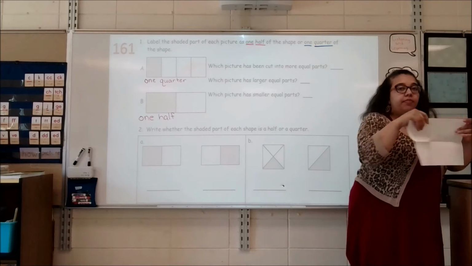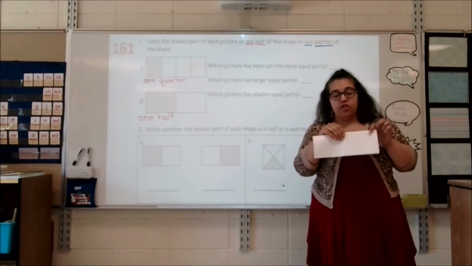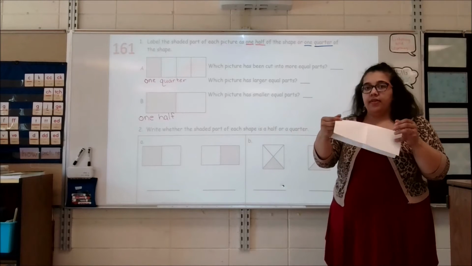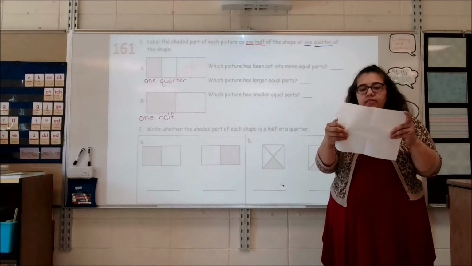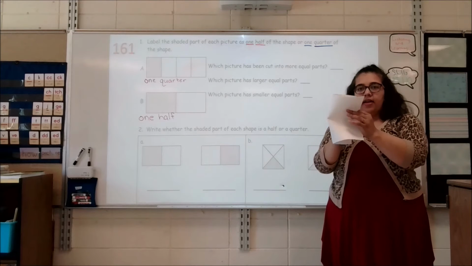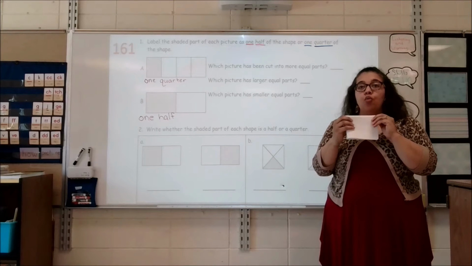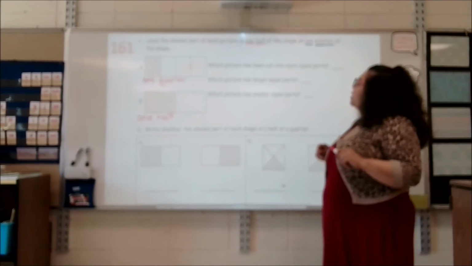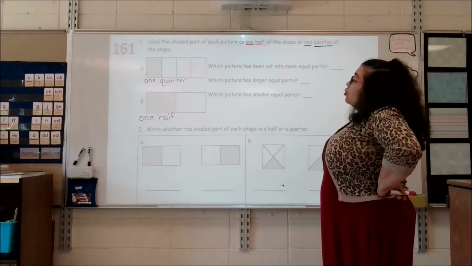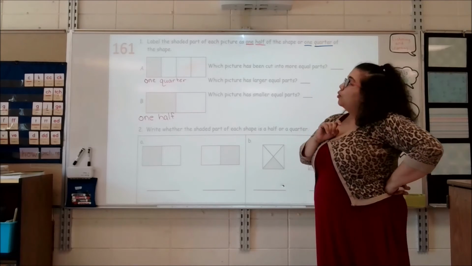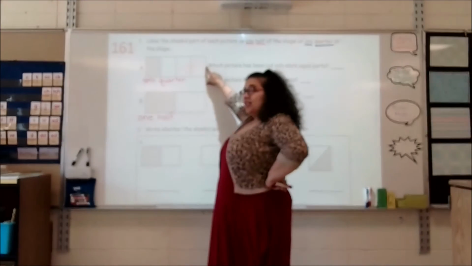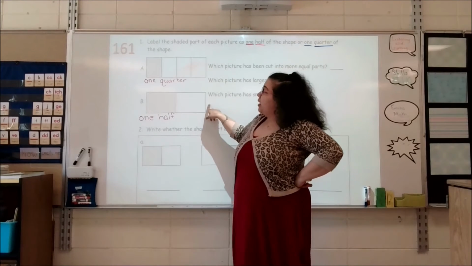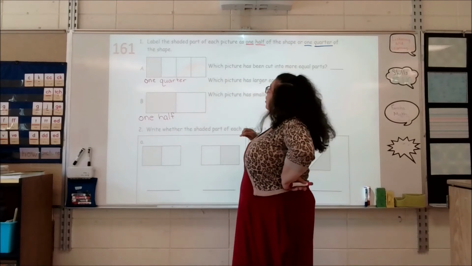Just like our piece of paper. Let's hold it this way this time. Just like our piece of paper, right? 1/2 of the paper was shaded, or 1/4 of the paper, in this case rectangle, is shaded. Now, let's answer some questions about these labeled pictures. We know letter A is cut into quarters and 1/4 is shaded. We know letter B is cut into halves and 1/2 is shaded.